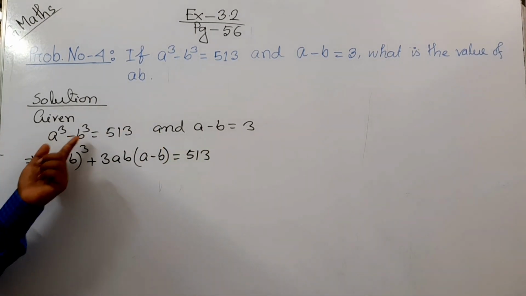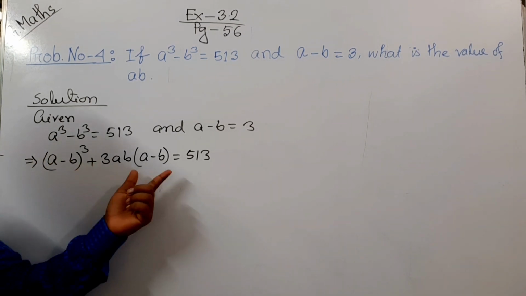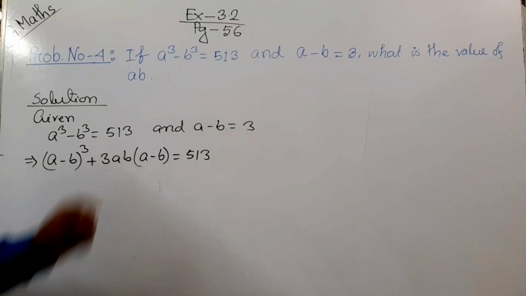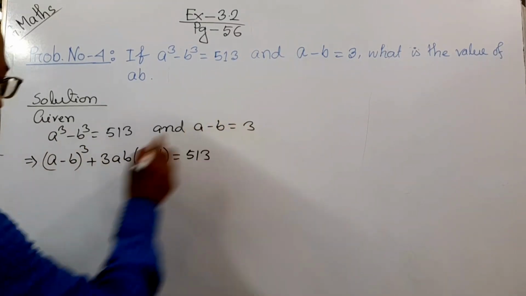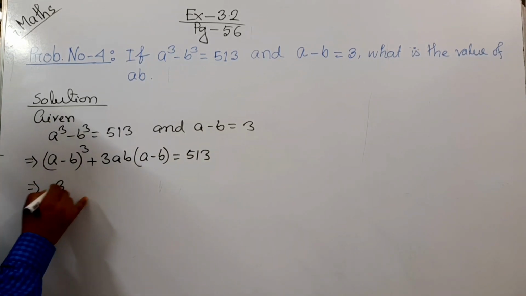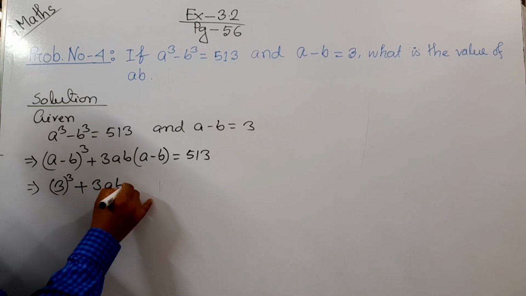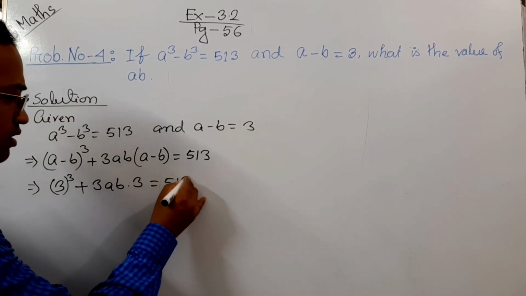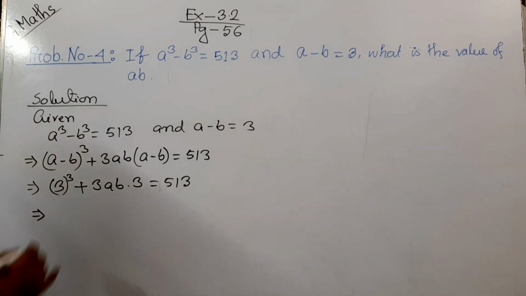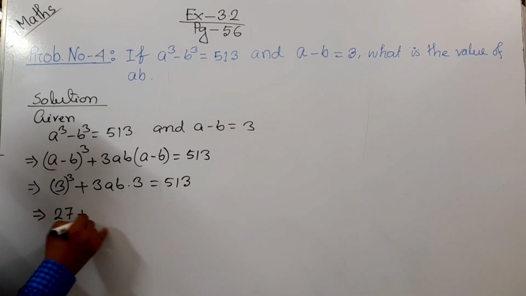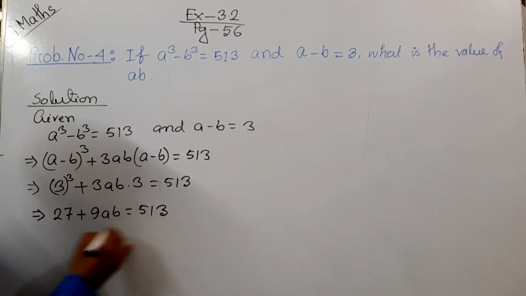A cube minus b cube. The corollary of a cube minus b cube is equal to a minus b whole cube plus 3ab into a minus b is equal to 513. And we know the value of a minus b, that is 3. So 3 whole cube plus 3ab into 3 equal to 513. What is 3 cube? We know 3 cube is equal to 27 plus 9ab equal to 513.